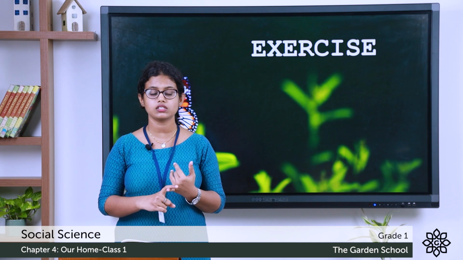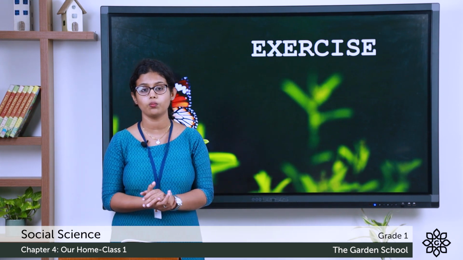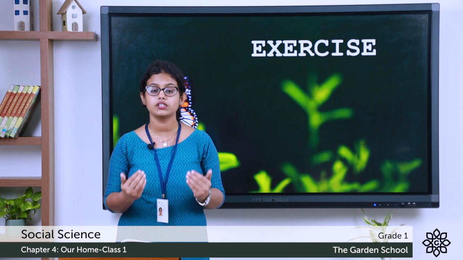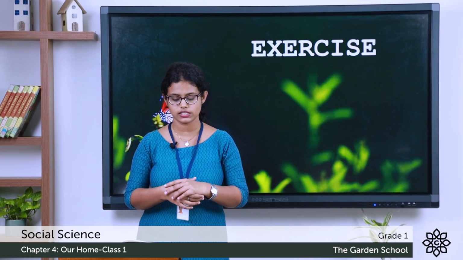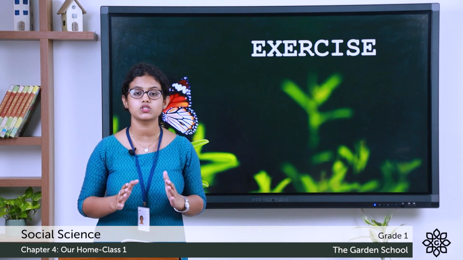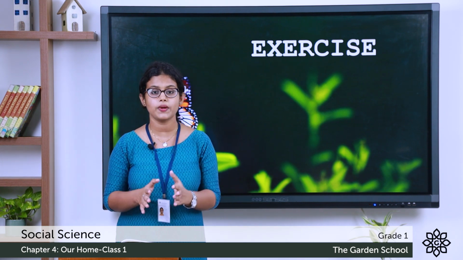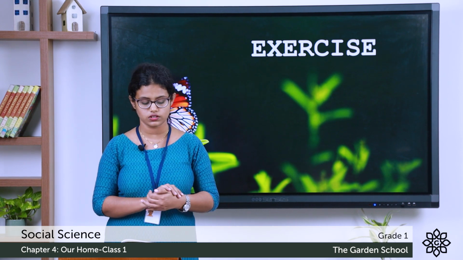Okay, we learned about what is a house, what is the difference between a house and a home. Then we learned the different types of houses. Then different rooms in our house. Now let's move on to the exercise. Now you can take page number 22 in your textbook, the first page. In the first page, you can see the picture, and below that there are some questions given.